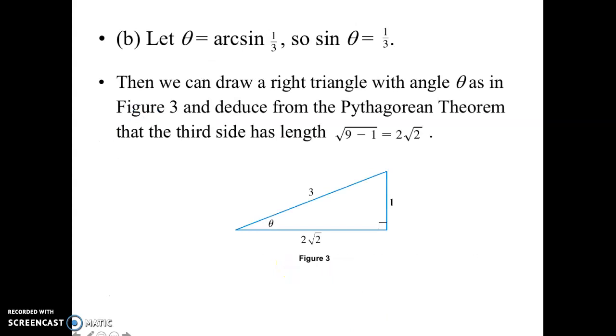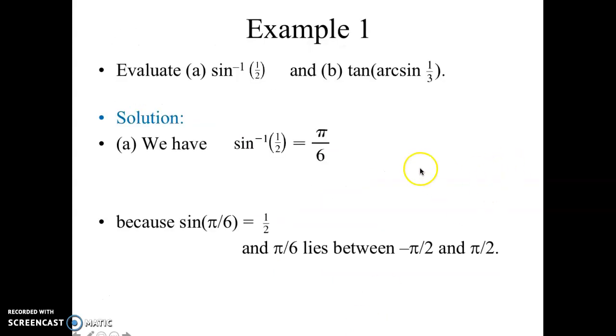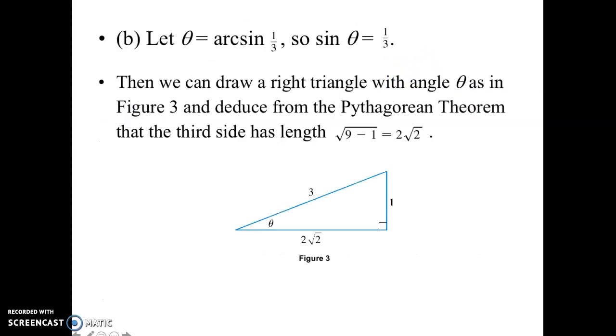Let's do part B. Part B says we want to know the tangent of the angle whose sine is 1/3. Well, the first thing I want you to notice is that 1/3 is not on our chart. So we can't just go to the chart to figure out what is the angle whose sine is 1/3. So we have a different method that we came up with in pre-calculus.